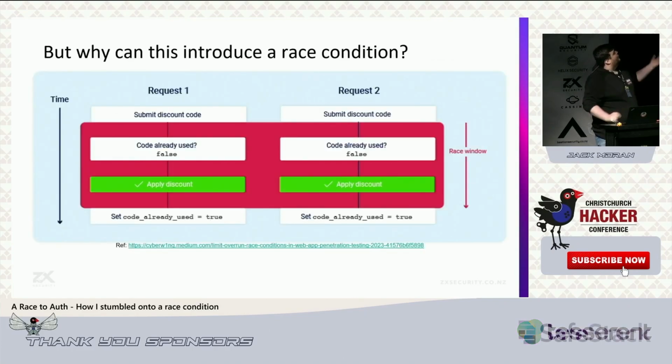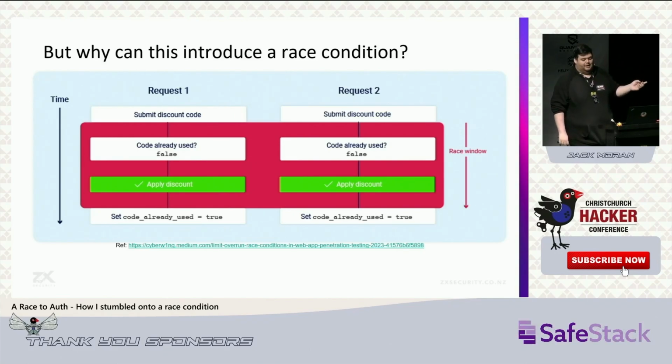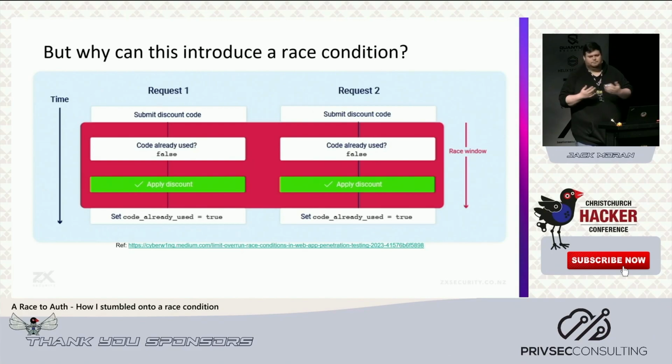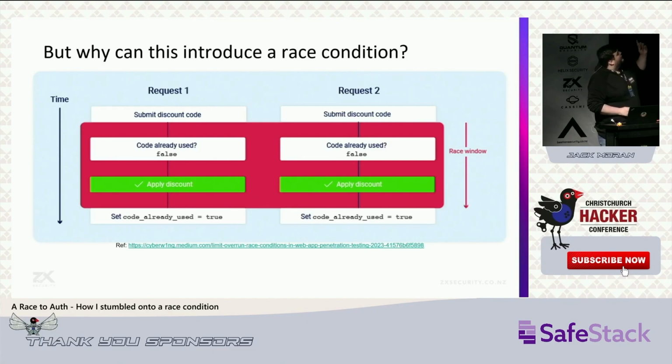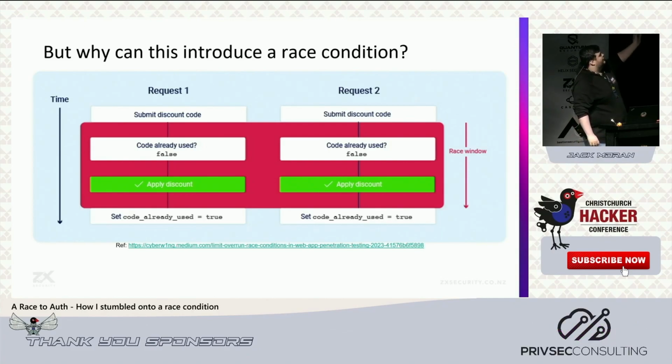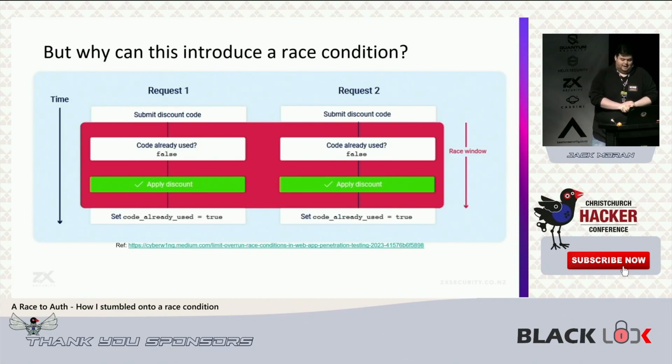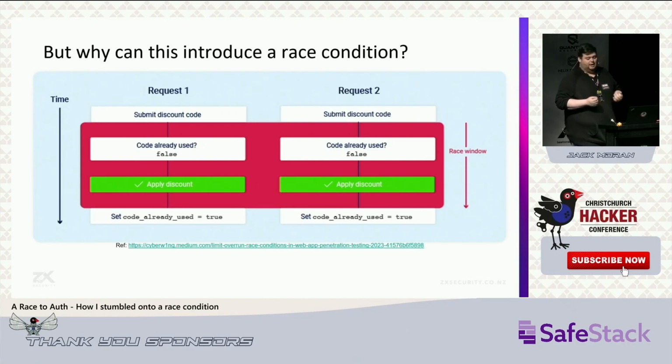But I ask, why can this introduce a race condition? Well, as an application begins to process a request, it needs to enter a state that conducts the appropriate checks. Some may call them substates. In the example above, we have 2 requests happening concurrently, where we submit a discount code, which is based on the code being checked if it's already been used. We're going to apply the discount, and then we're going to set the code in the database as already used as true, and then update it. But this can introduce a race window where the previous check, request number 2, relies on the same thing that's being checked. In operating system programming, I believe this is called critical section programming.